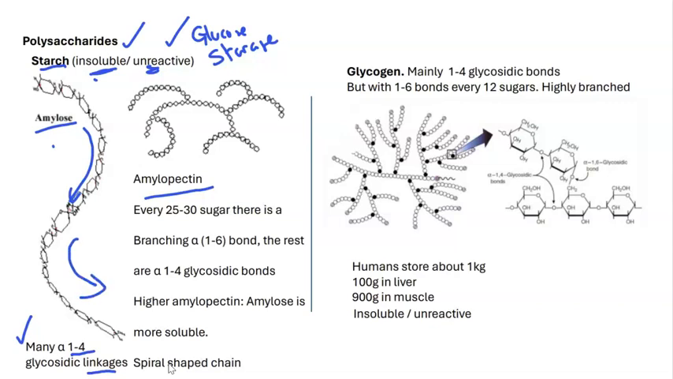Amylopectin, on the other hand, about every 25 to 30 sugars, it does a 1,6 bond, and that's what creates these branching occasions like this. If you have a higher amylopectin to amylose ratio, then it becomes slightly more soluble. So plants can adjust the ratio of amylopectin to amylose to change the solubility of starch.